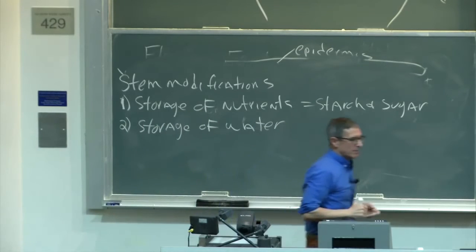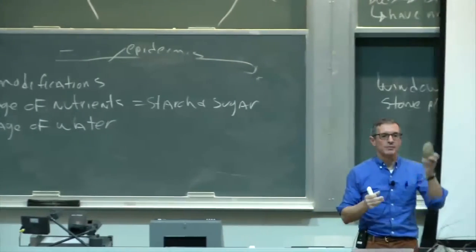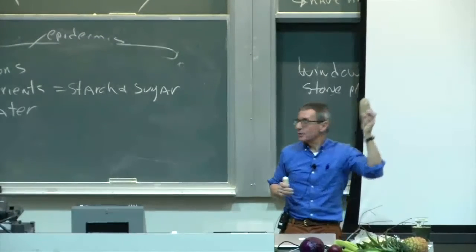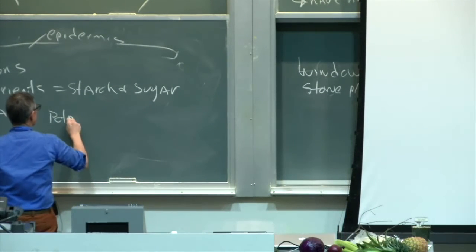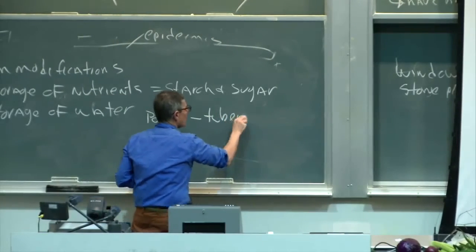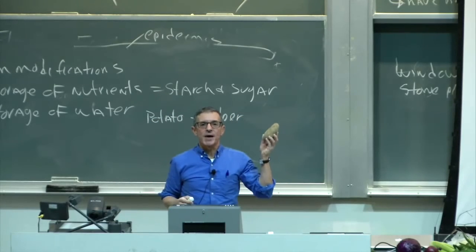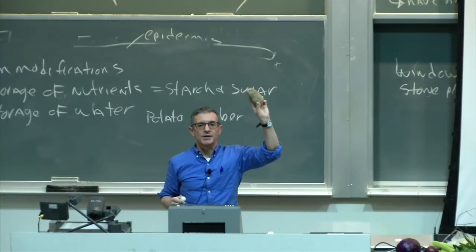Probably the prime example for the storage of nutrients that most of you are familiar with is a potato. A potato is a stem which grows underground, and this potato is a type of stem which is called a tuber. Well, if this is a stem, and we said that a stem had nodes and internodes, where are the nodes and internodes on a potato?